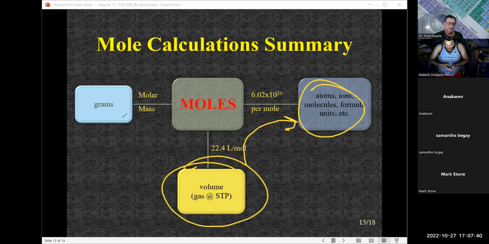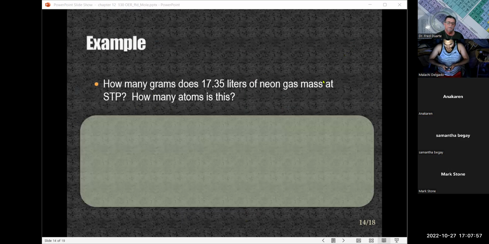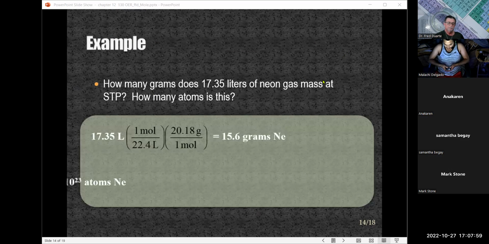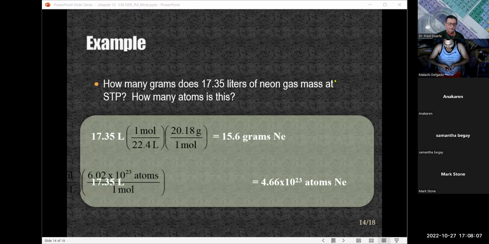We went to the left, but now we're going to the right. So again, we still need the 22.4 liters per mole. And then we need Avogadro's number to get us to the number of atoms. Okay, so we write down what we're given, 17.35 liters, and 4.66 times 10 to the 23rd atoms is our answer.